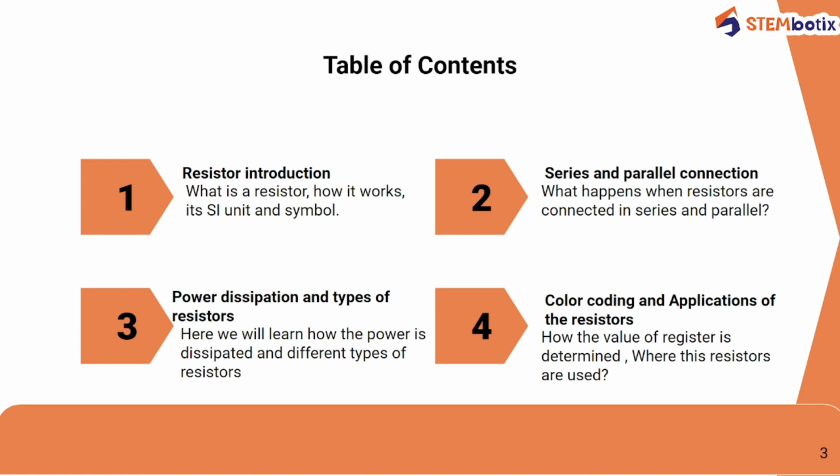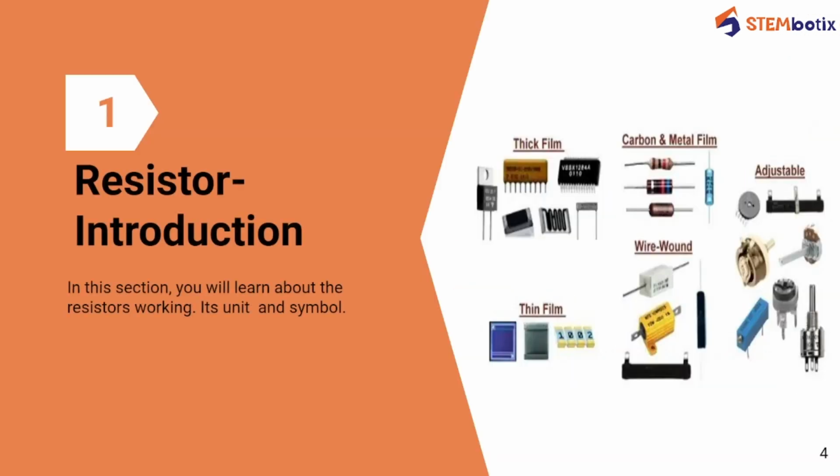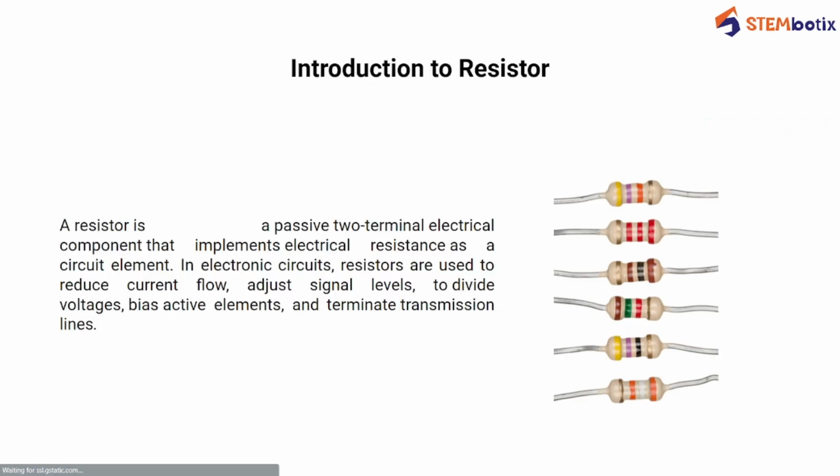In the second part, we are going to see the series and parallel connection. So what happens when resistors are connected in series and parallel. The third part is power dissipation and different types of resistor. The fourth part is color coding and application of resistors. So how the value of resistor is determined and the area where resistors are used. Let us first see the resistors introduction. This is the first part of our today's session.